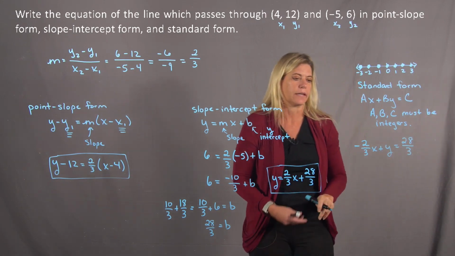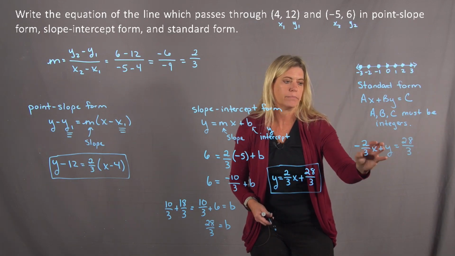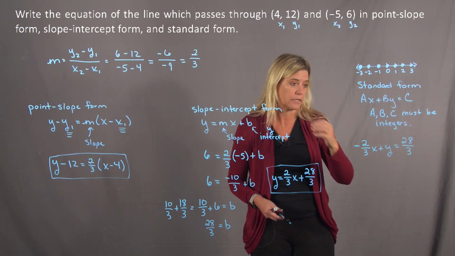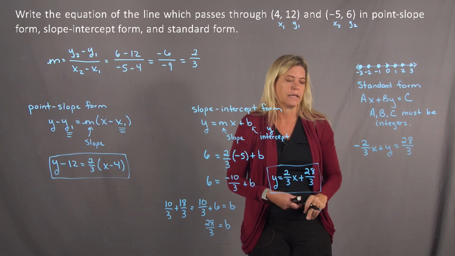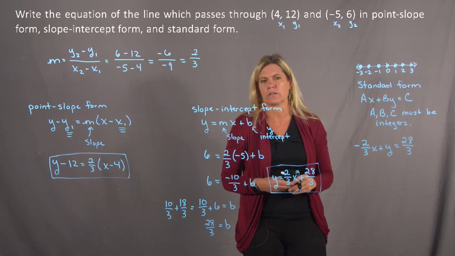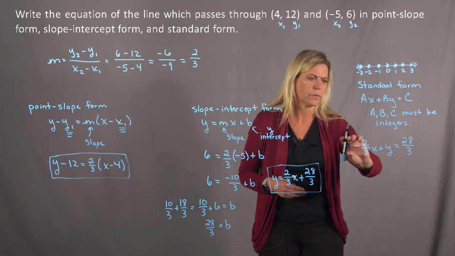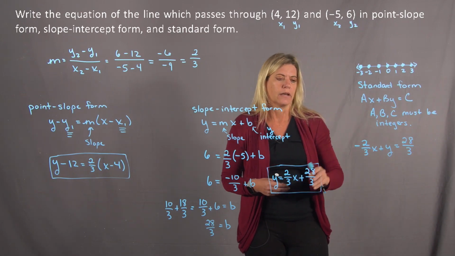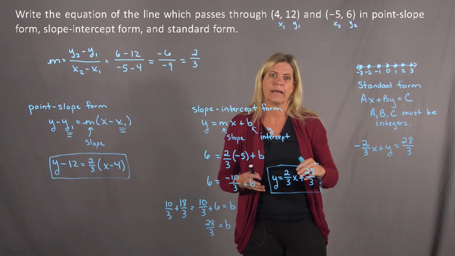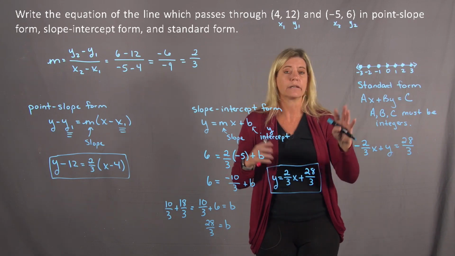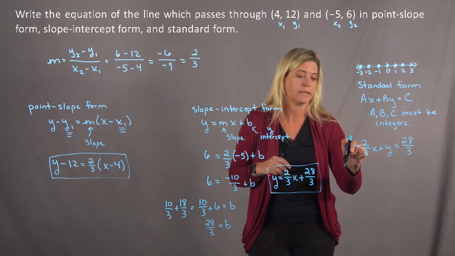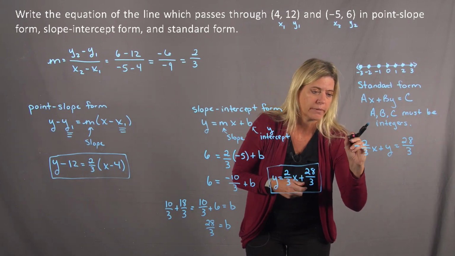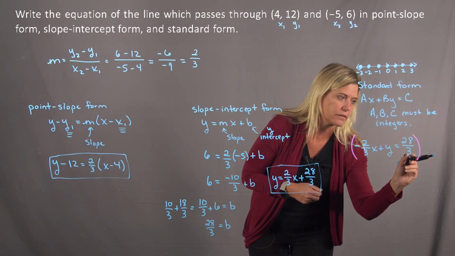Okay, now let's look at this. I've got my x and y term both on the same side of the equation. The constant is isolated on the other, but I don't have integers right now. So in order to get this to be integers, I need to multiply through by a value that's going to clear out my denominator, if you will. So in this case, I'm going to multiply everything in this equation by 3.